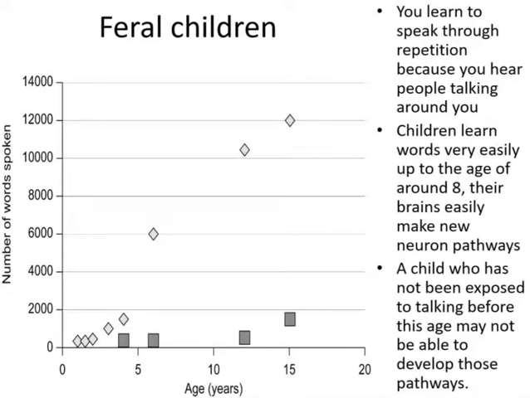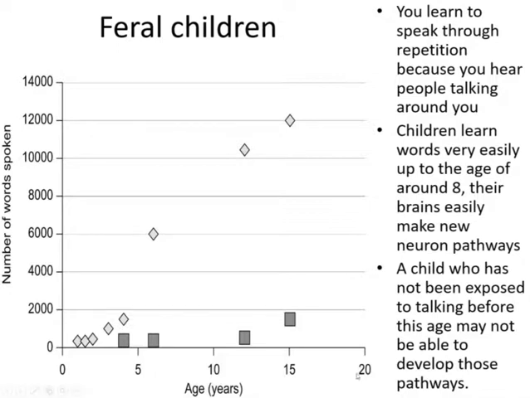And in this graph in your pack, we've got a comparison between a child who's exposed normally to other people and learning to speak a language, and in the square boxes, this is a child, and the boxes show the number of words they speak, who actually was completely isolated from other people until he was age 4.